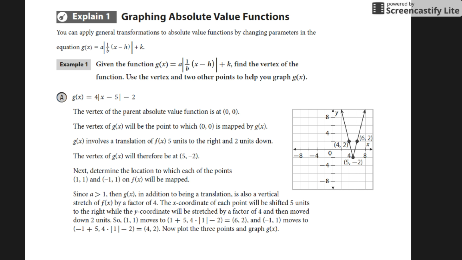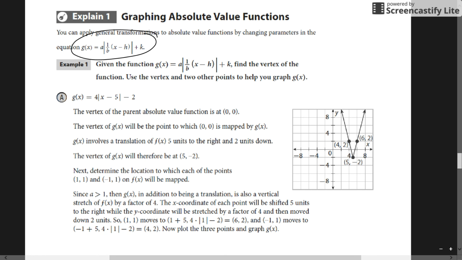Okay, so we're going to continue our discussion here on graphing absolute value functions. What we're going to do now is apply those general transformations that we had talked about in the past. Remember, we do those horizontal translations, vertical translations, and then those stretches and compressions. Again, this is all based around the standard form that we have here.